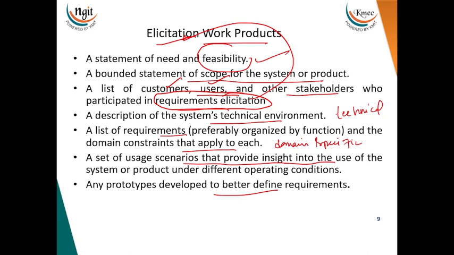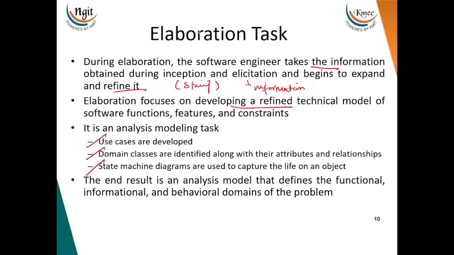A set of use case scenarios which are provided to you. Any prototype that is given to you. Correct? These are the elicitation work products. Elaboration tasks. What do you mean by elaboration task? During the elaboration software engineering task, the information obtained through inception and elicitation, that is the starting point, is being expanded. So whatever the task requirements we got from this, we are going to elaborate and expand it.